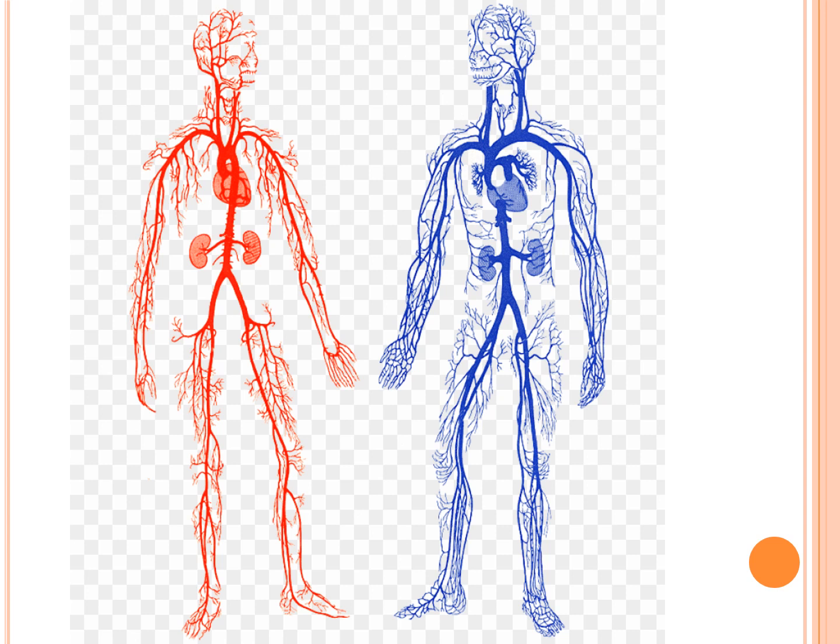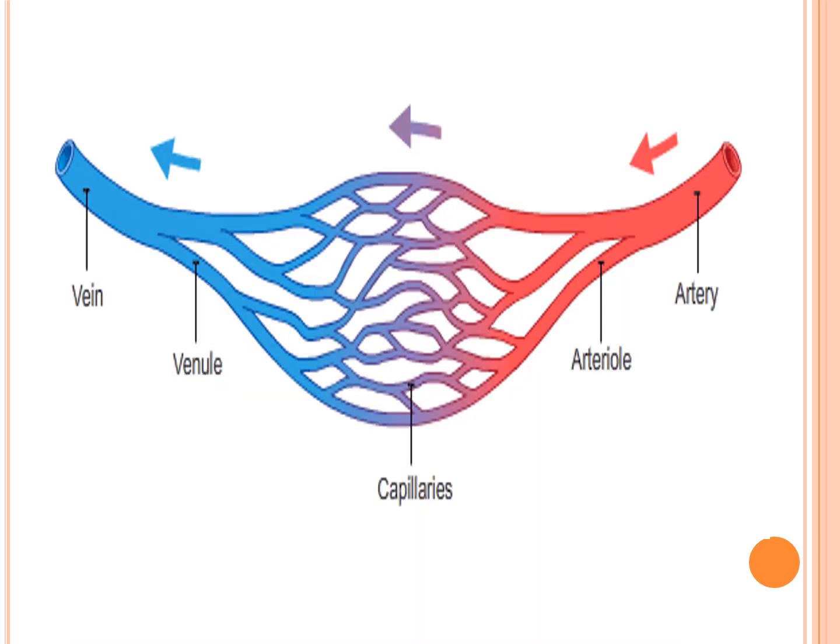Other than arteries and veins, we also have capillaries in the circulatory system. What are capillaries? You're going to look from the right towards the left. Now, the arteries that are present in the human body, what happens is that they branch.